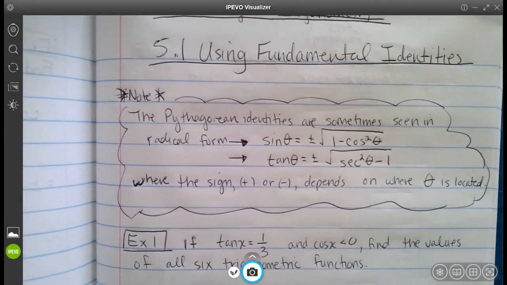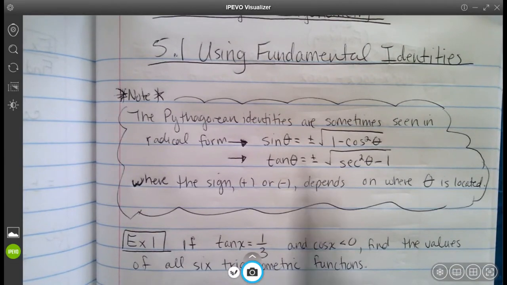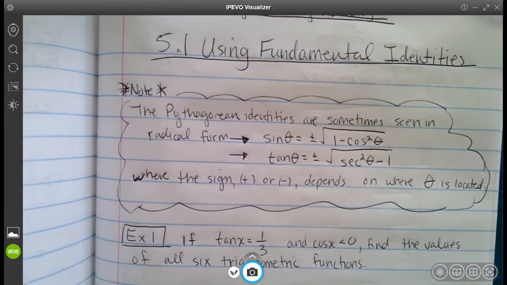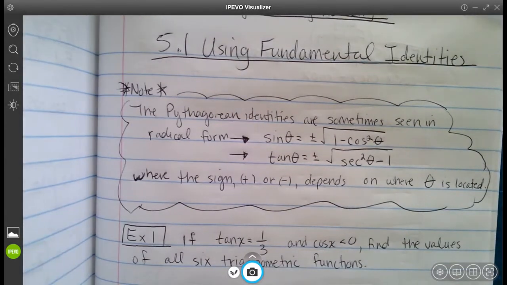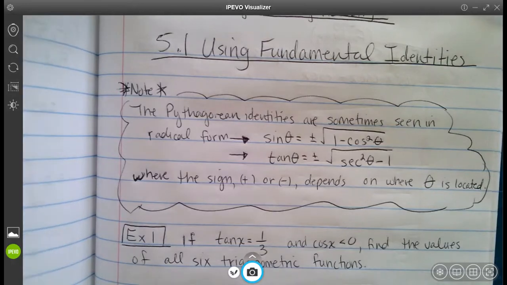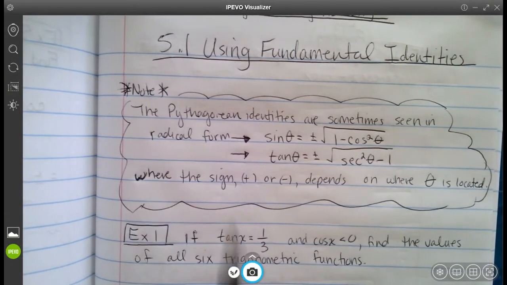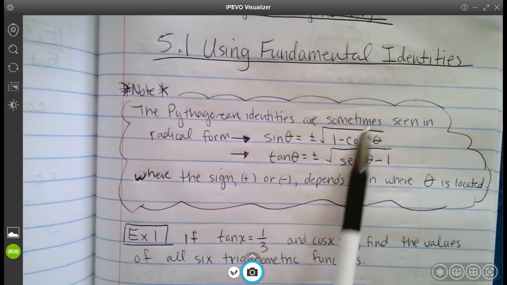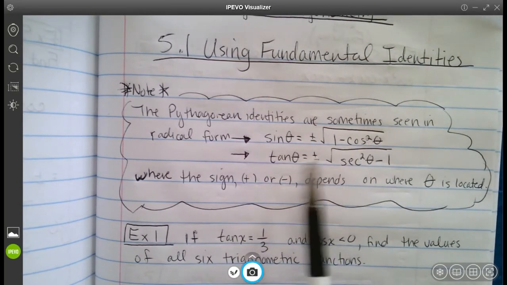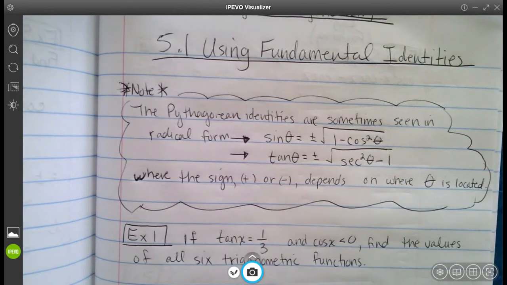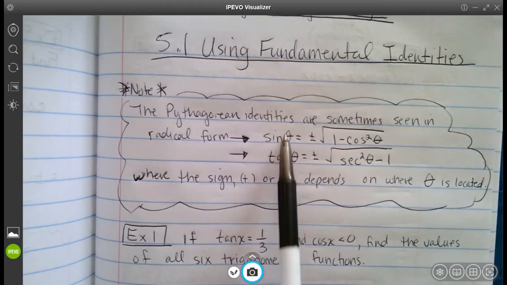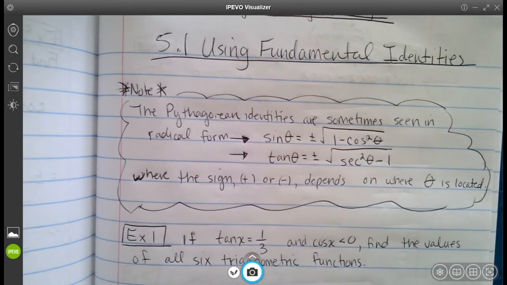Just really quickly at the top, though, I do have a note that the Pythagorean identities, which are in your foldable, are sometimes going to be seen in a different form where you have a square root. It's called the radical form. So, for example, sine of theta would be equal to plus or minus the square root of 1 minus cosine squared theta. And likewise for tangent theta, where the sign, the plus or the minus, depends on where your theta is located. And again, this is from tab number 2.